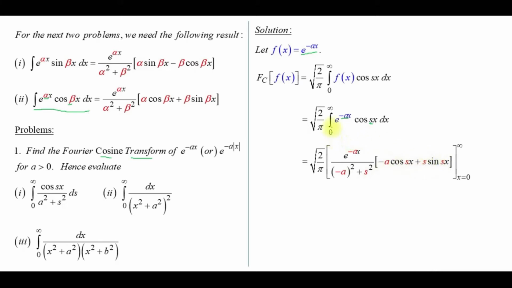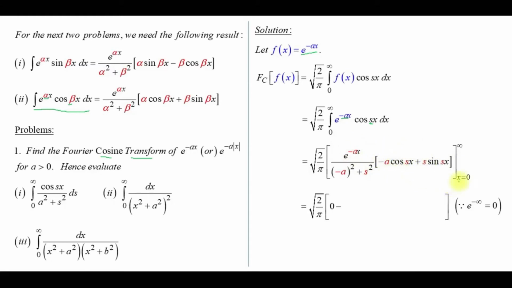The limit is x equals 0 to infinity. Applying the upper limit, when x equals infinity, we get e power minus infinity. What is the value of e power minus infinity? It is 0. Therefore upper limit is 0 into anything, and 0 into anything is 0. Therefore the upper limit is 0.